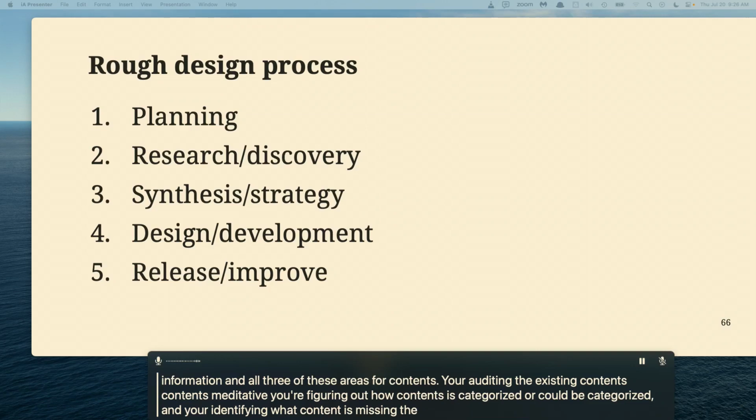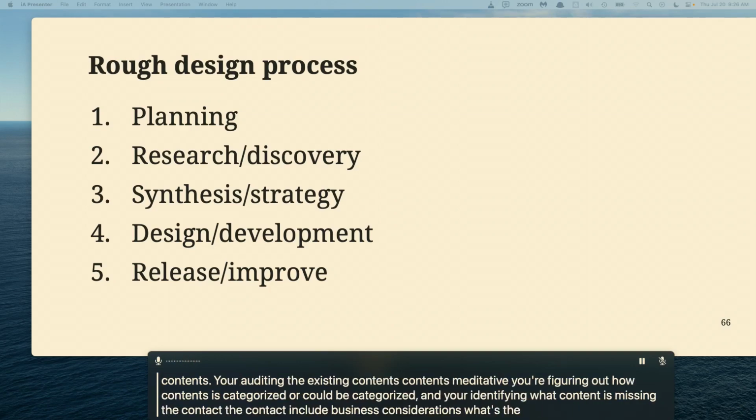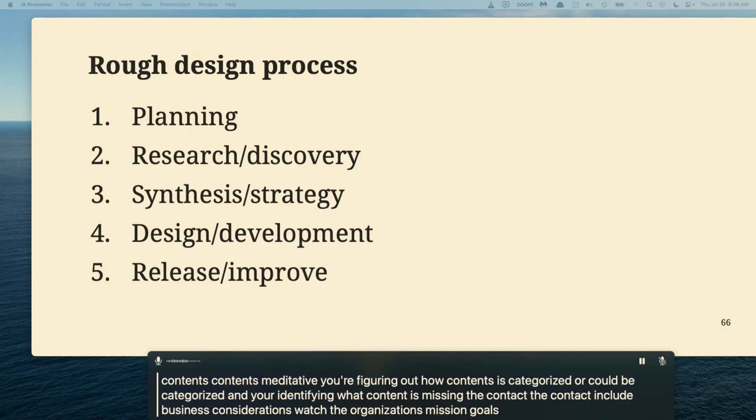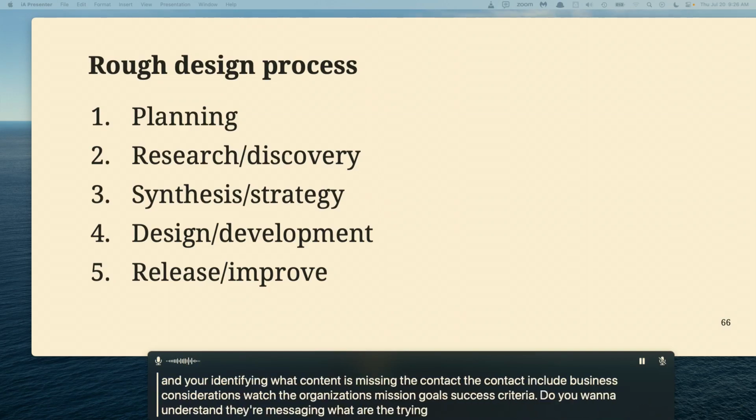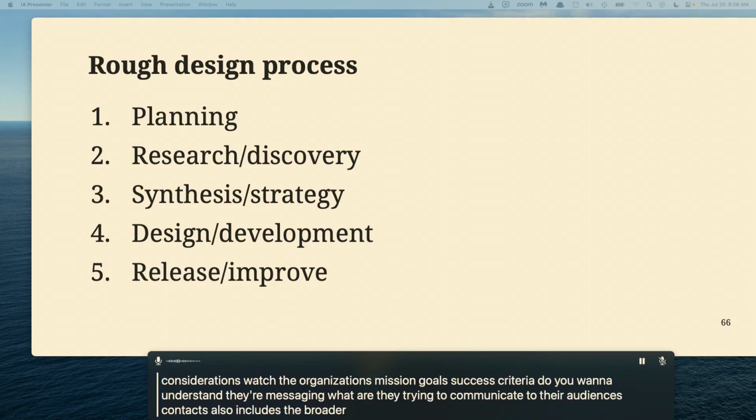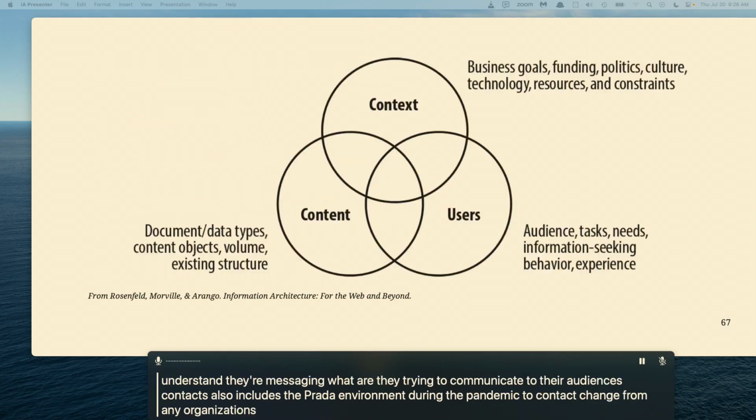The context includes business considerations. What's the organization's mission, goals, success criteria? You want to understand their messaging. What are they trying to communicate to their audiences? Context also includes the broader environment. During the pandemic, the context changed for many organizations.